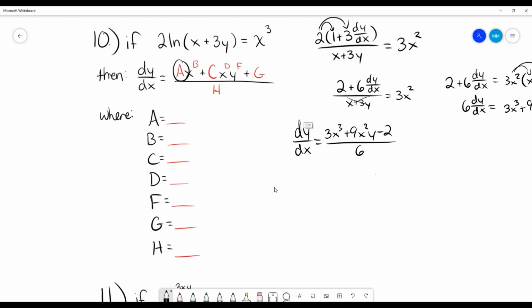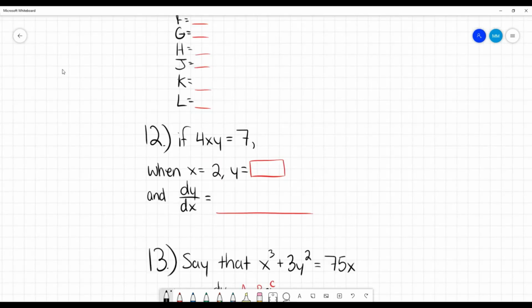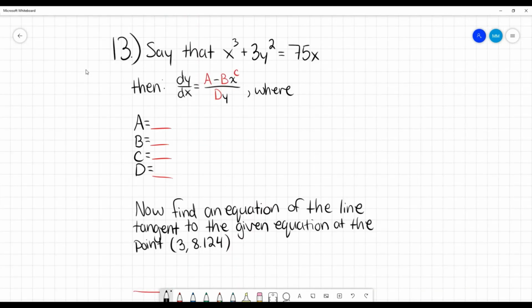So let's go ahead now. We see that our a is 3, x to the power of b, it's also 3, c is 9, x to the power of d, d is 2, y to the power of f, f is 1, plus g, we've got a minus 2 here, so our g is negative 2, and then all over h, h is 6. All right, just 3 more questions, I think. We've got 11, 12, and 13.